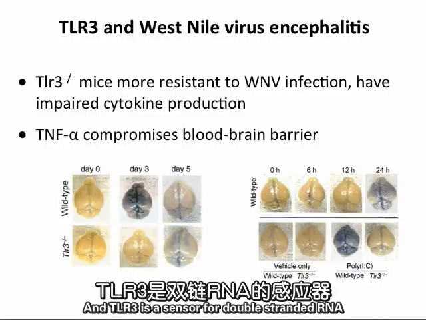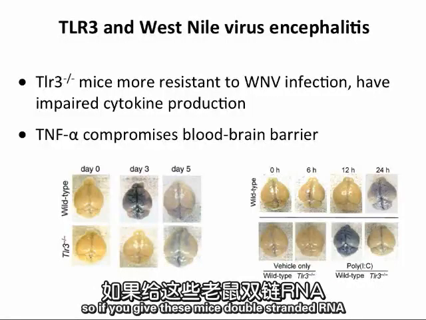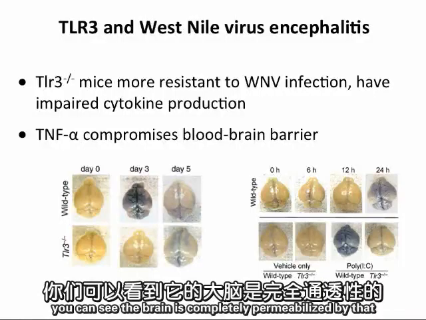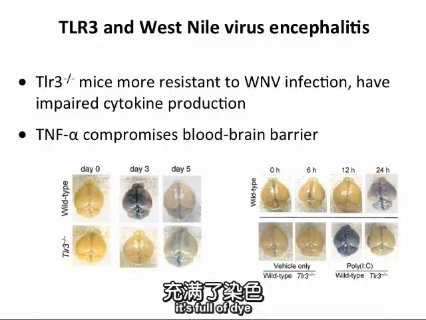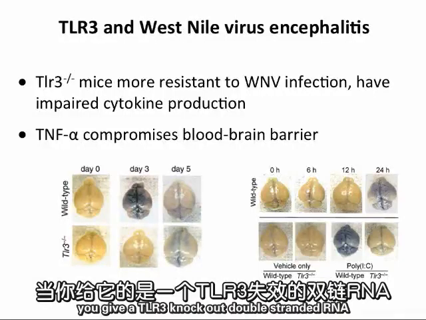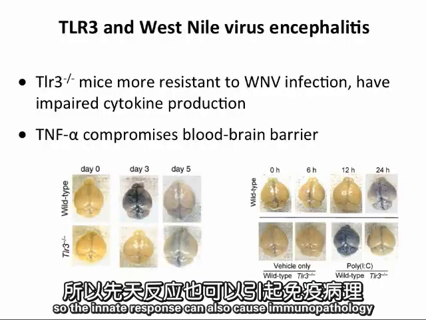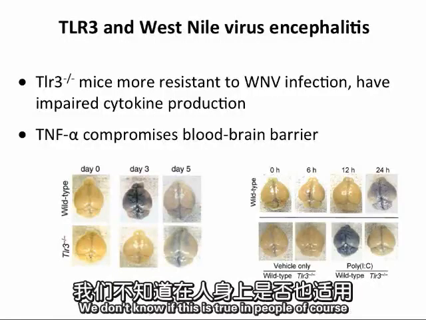And TLR3 is a sensor for double-stranded RNA. So if you give these mice double-stranded RNA, here's a wild-type mouse given double-stranded RNA. You can see the brain is completely permeabilized by that. It's full of dye. If you give a TLR3 knockout double-stranded RNA, there's no infiltration of the dye into the brain. So the innate response can also cause immunopathology.